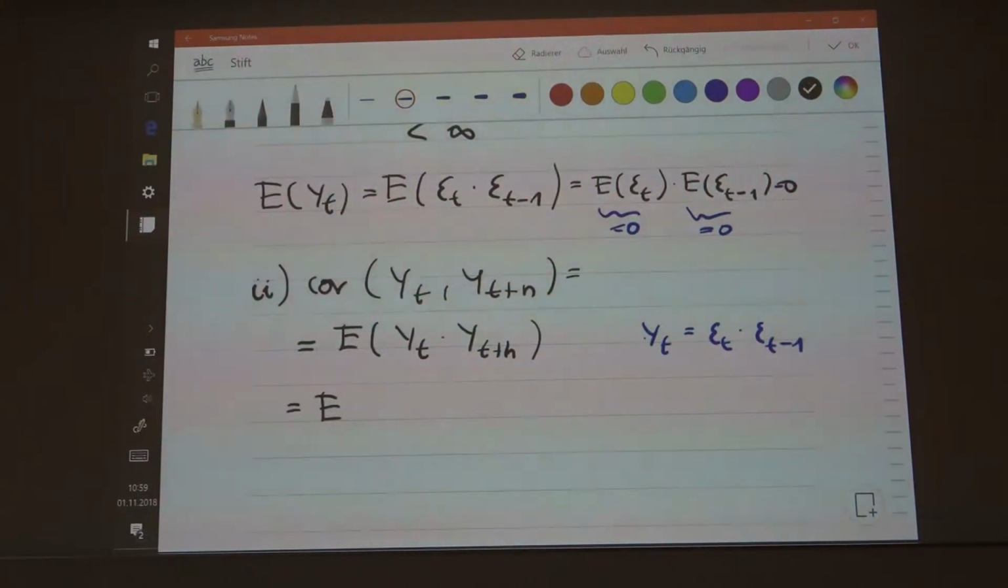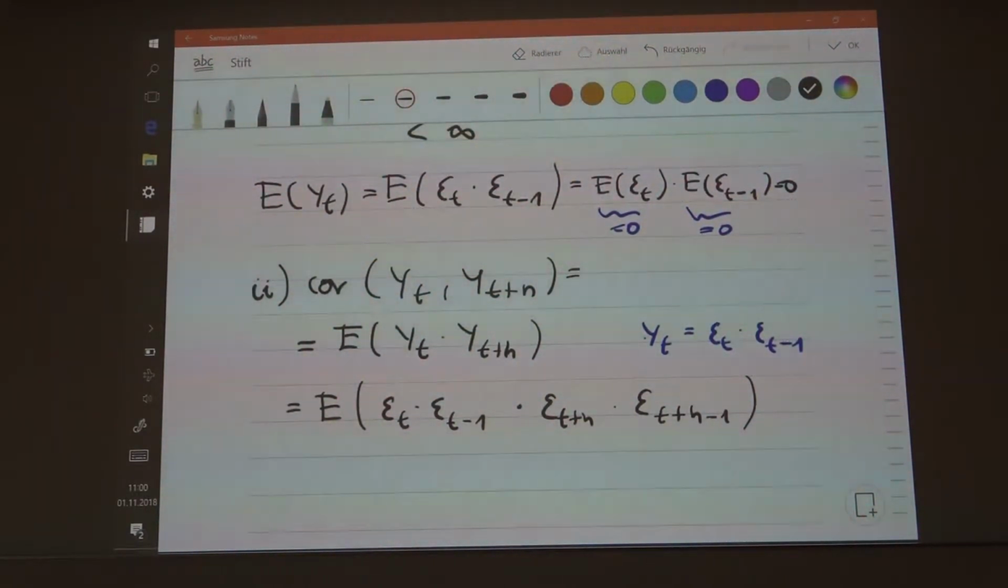Okay, so this is going to be the expectation. That was the first one. So this is going to be the white noise at point t times the white noise at point t minus 1. So this is going to be yt. And then I multiply this by yt plus h. So yt plus h is going to be the white noise at point t plus h, and then the white noise at point t plus h minus 1. Okay, so this is going to be the expectation of these products here.